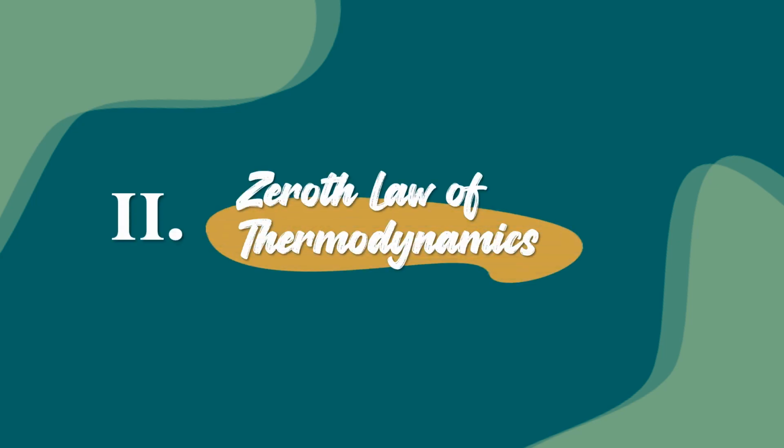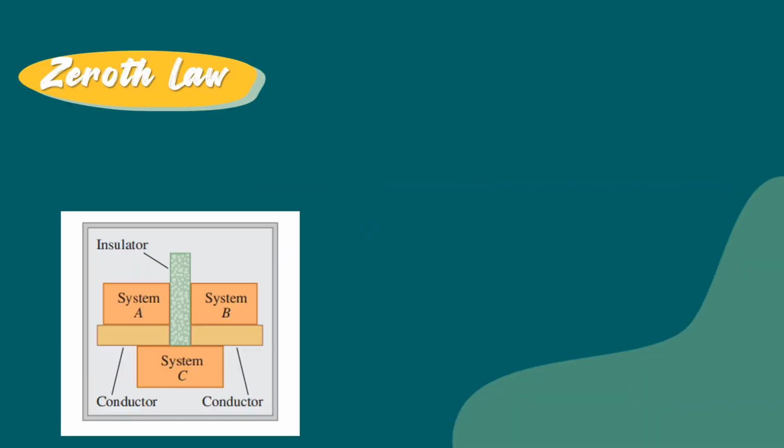Moving forward, now that we have defined the terms temperature and thermal equilibrium, let us discuss the important and basic law of thermodynamics known as the zeroth law of thermodynamics. To understand the zeroth law, let's use this figure. In this figure, we have three systems, system A, B, and C. We can also see in this figure that systems A and B are separated by an insulator, and on the other hand, system C is separated from systems A and B with conductors.